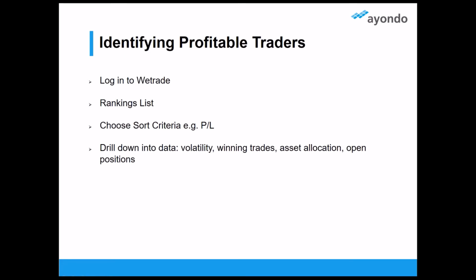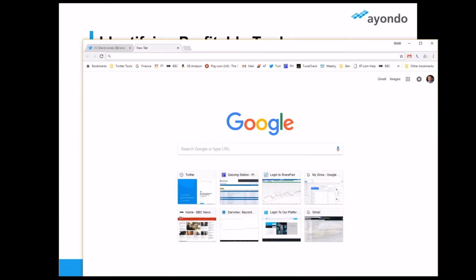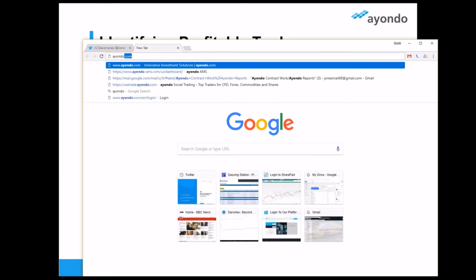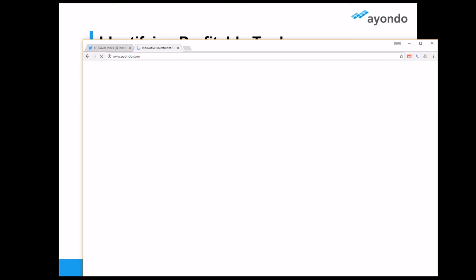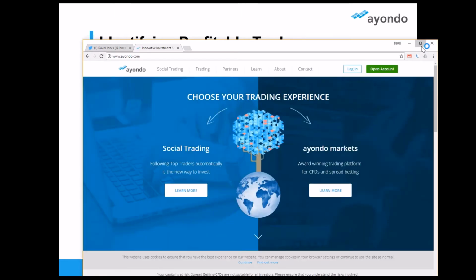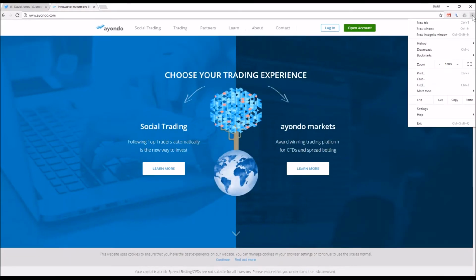What we're going to do is log on to Aondo's platform. We'll look at a ranking list, look at the different ways we can sort people's criteria, their data, such as their profit and loss, and then we'll drill down into that because there's a bit more to it than just who's profitable. So let's go into the platform. There we go. We'll start right from the first page, right from the basics.